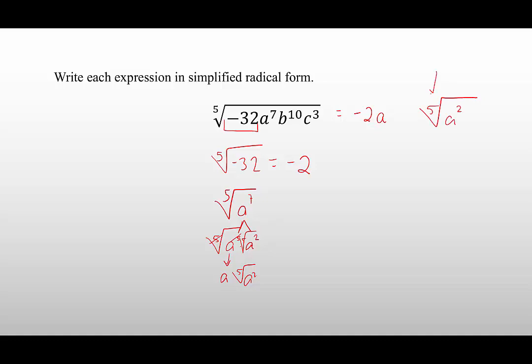Always important, as I mentioned before, don't forget to put the index in your radical. If you don't put an index, it's assumed to be a square root. That's not what we're working with here.